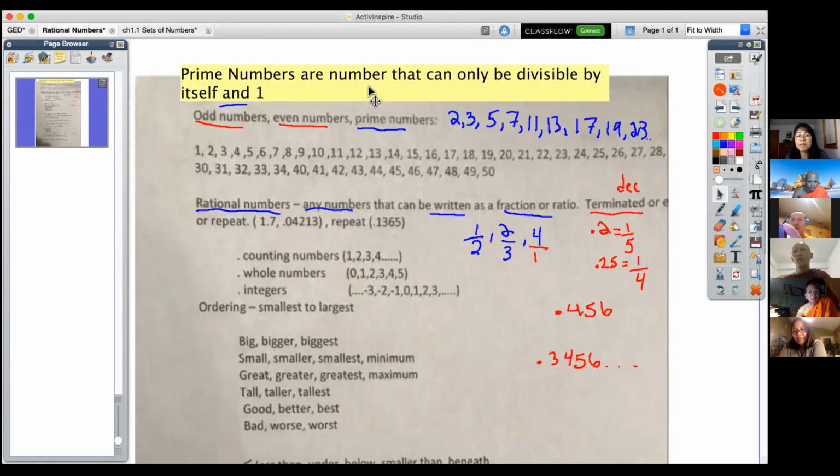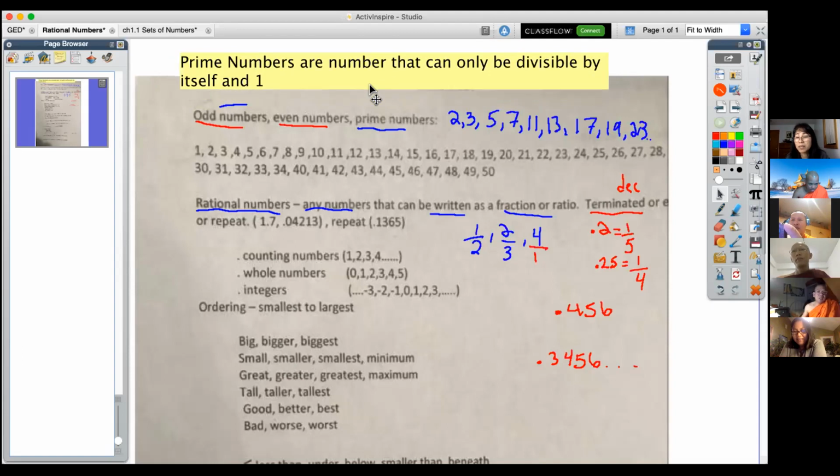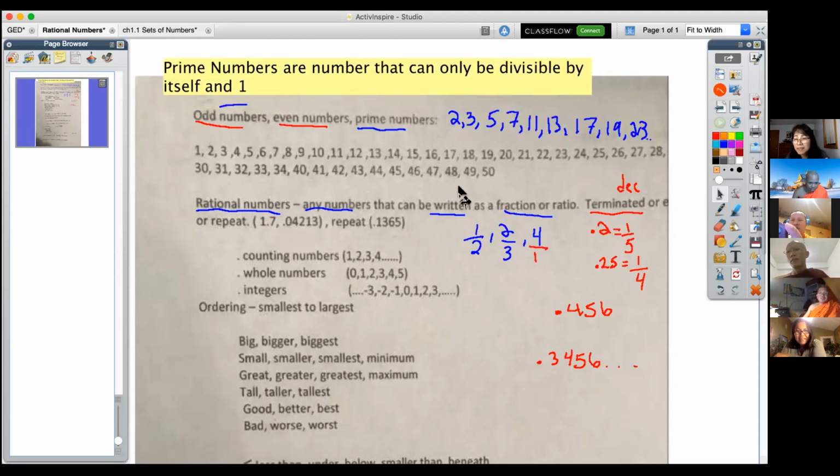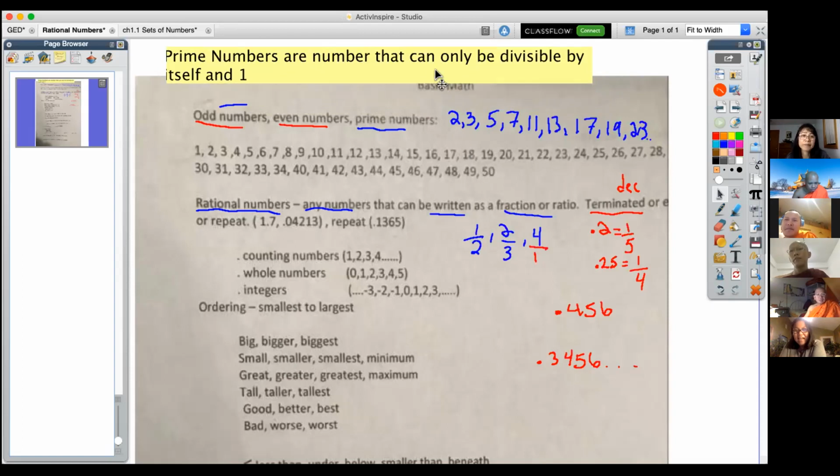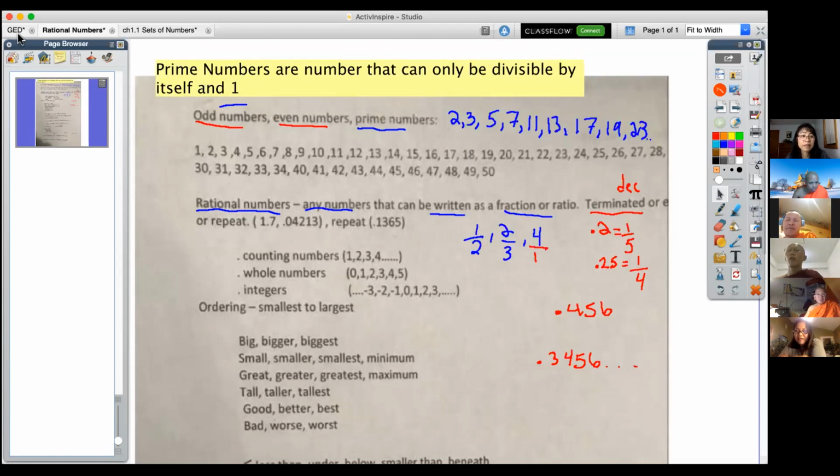Oh, you have to tell them the definition. What's a prime number? A number that can only be divided by itself and one. Yes, very good. You said 1, 2, 3, 5, but one is not a prime number. Prime numbers are 2, 3, 5, 7.